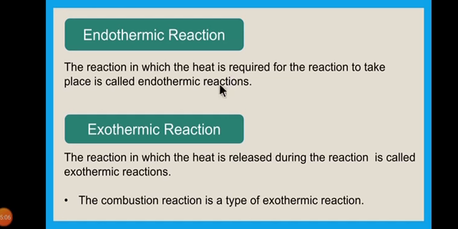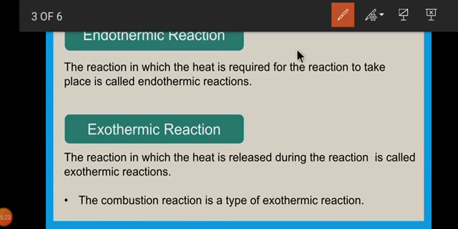Okay, while in an exothermic reaction, what happens? Heat is not required by us. That means we are not going to provide heat initially, while heat will be released after the reaction has occurred. I have already told you in the chapter on metals and non-metals that there are reactants, and after the reaction they are converted into products.